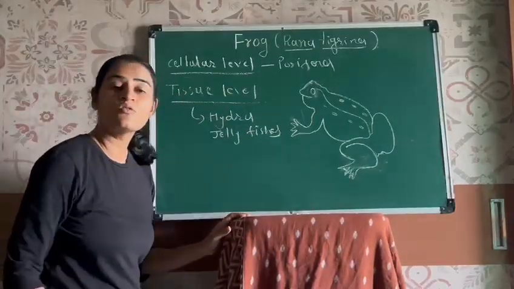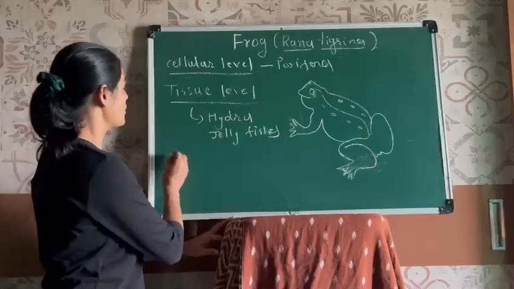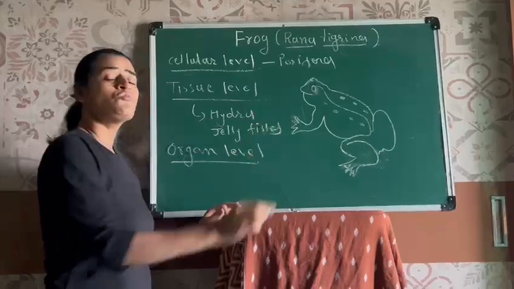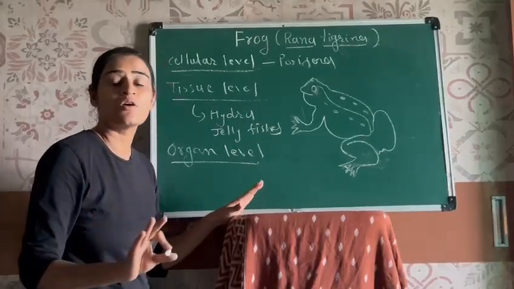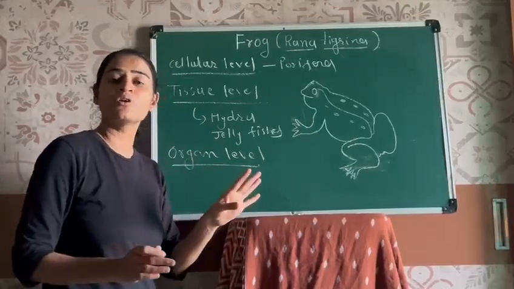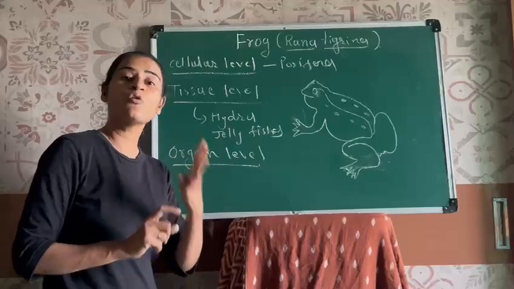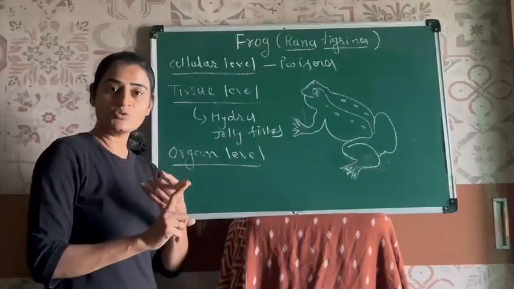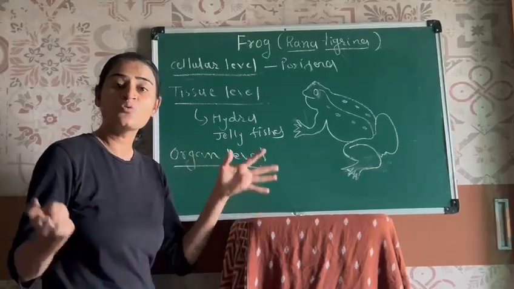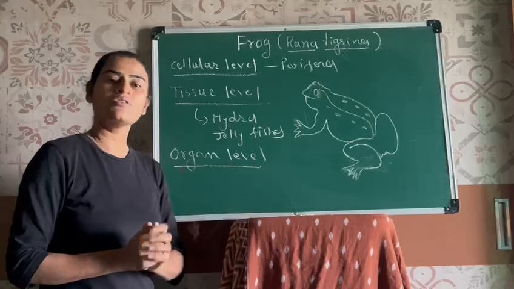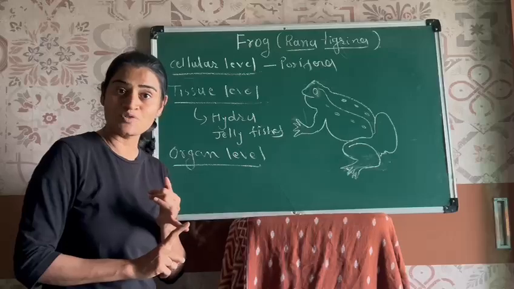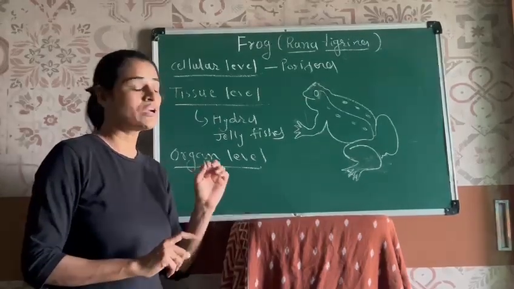The third level of organization is the organ level of organization. Take the example of a human being: any organ has four types of tissue, epithelial tissue, connective tissue, muscular tissue, and nervous tissue. These four tissues go together and form an organ. Our heart contains all four tissues. Any organ of the digestive tract also contains these four tissues.